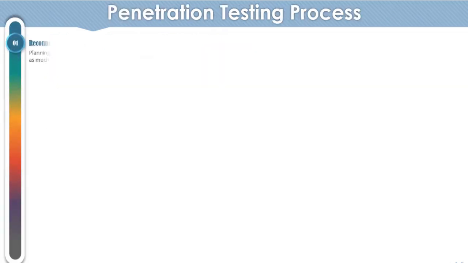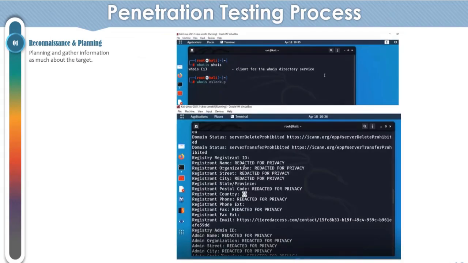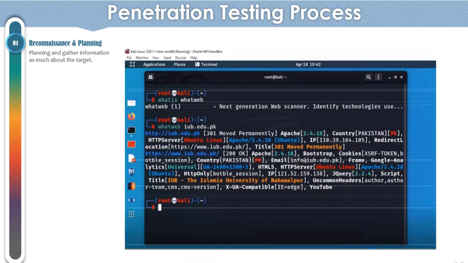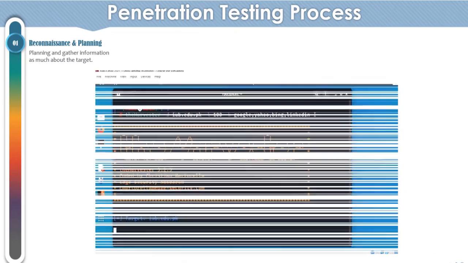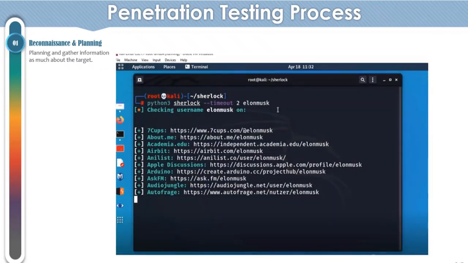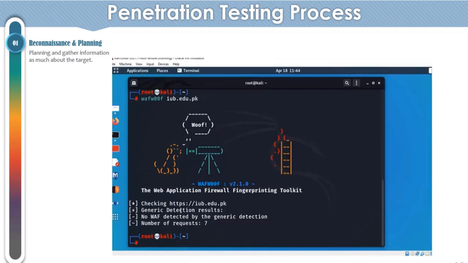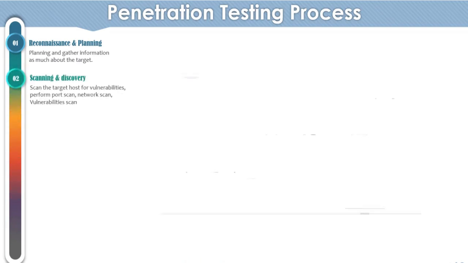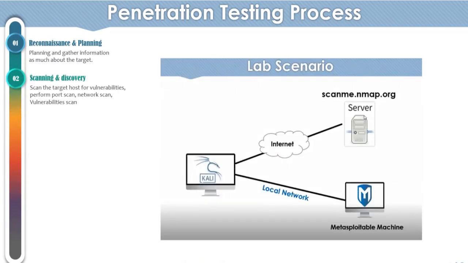Next, you will learn the penetration testing process. The first process is reconnaissance and planning. Here you will learn a lot of tools like the whois tool, the dig tool, and the WhatWeb tool, and how the theHarvester tool works, and for social media the Sherlock tool. You will also learn how to check a web application firewall, and then you will learn the OSINT framework and also many other tools in this phase.